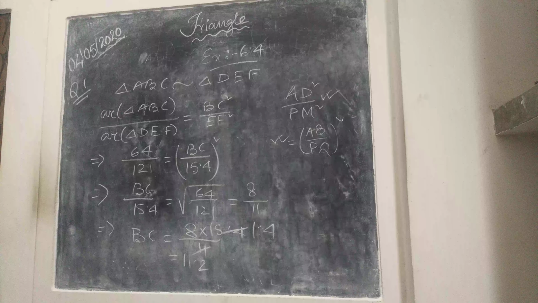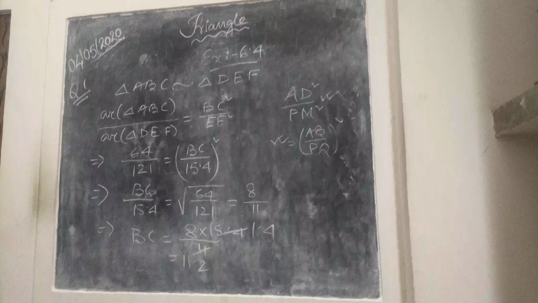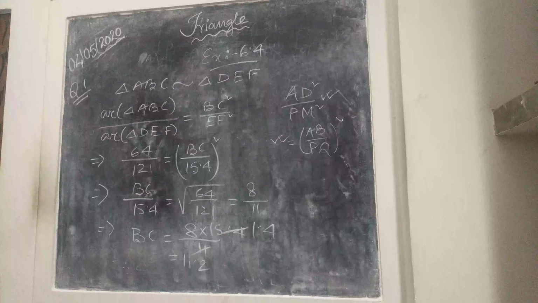Then the next question I will do in my next class. This is very important, because here I have done it with the altitude. You have to do it with the side, and then try it with the medians as well. That means I have done one, you have to do the other two, and also, if possible, question number 2 of exercise 6.4. Thank you.